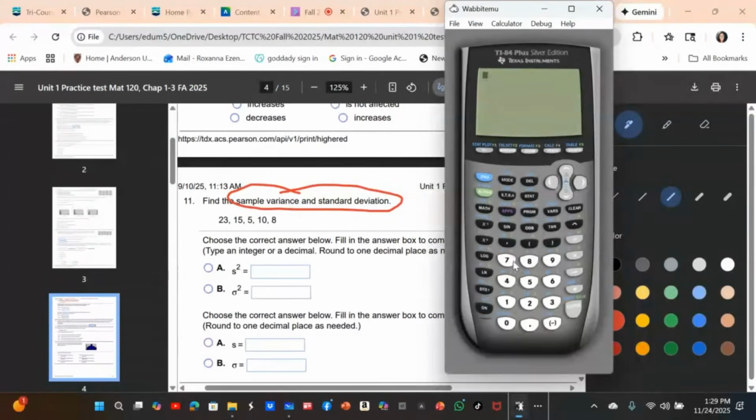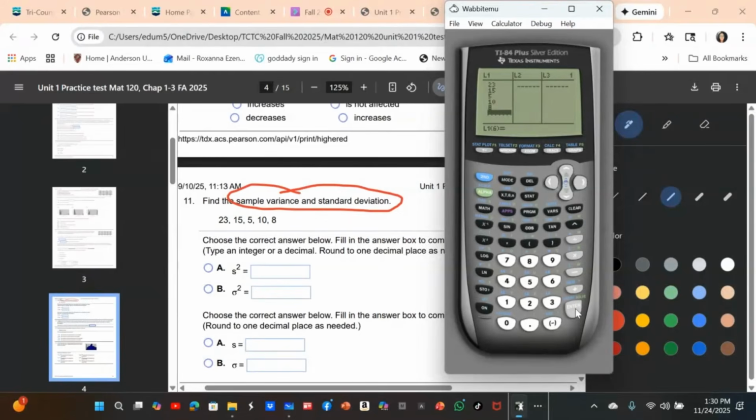Let's go to Stat, Edit, and put this data in L1. The data is raw data. The first one is 23. Enter. The second one is 15. The third one is 5. The fourth one is 10. And the last one is 8. So the sample size is 5. Remember, I cannot say it enough.